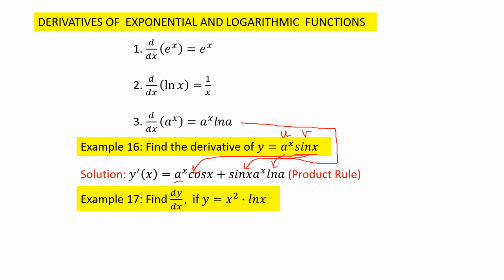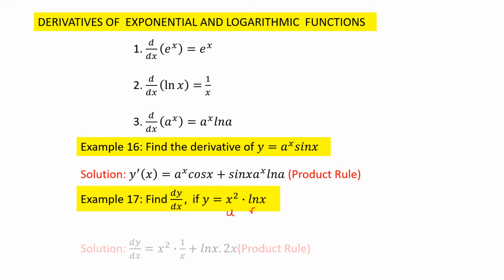Now second question, y is equal to x to the power 2 ln x. So once again we apply the product rule uv. So u dv plus v du will give you this one.